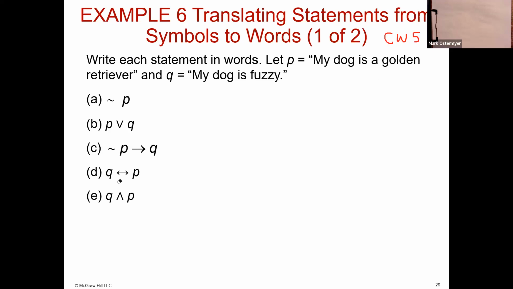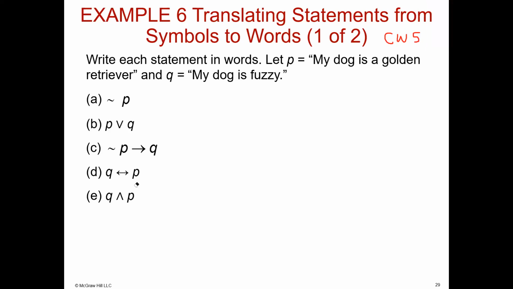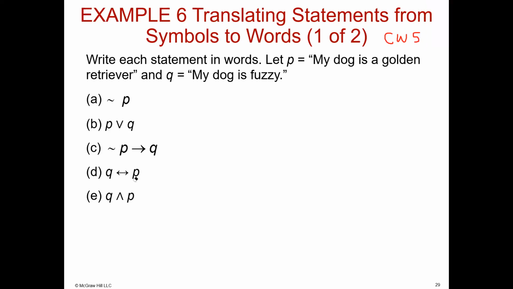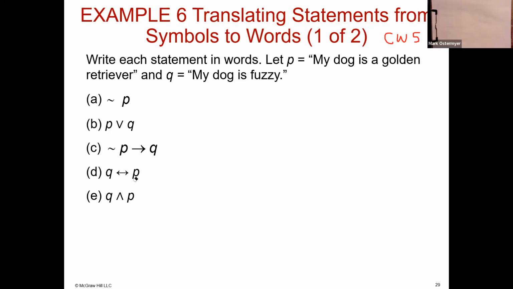That's a biconditional. So how would we read this? My dog is fuzzy if and only if my dog is a golden retriever. That bidirectional arrow means if and only if. Could I spin it around and would it still be the same statement if I said my dog is a golden retriever if and only if my dog is fuzzy? Yes, it's the same statement, because it's a biconditional.